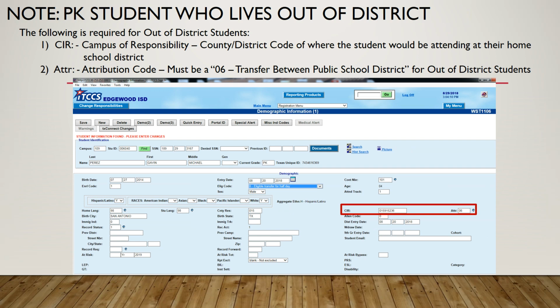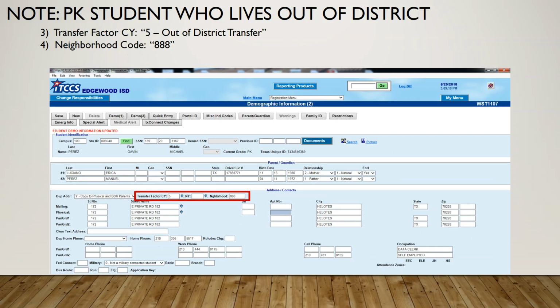A reminder, when enrolling a student who lives out of district, the following is required for out of district students. The campus of responsibility, which is the county district code where the student would be attending at their home school district. The attribution code, it must be a 6, a transfer between public school district or out of district students. A 3, the transfer factor of 5 out of district on WST 1107, and then the neighborhood code of 888.